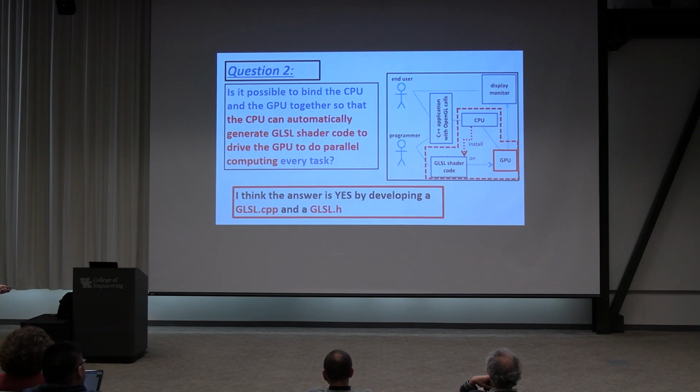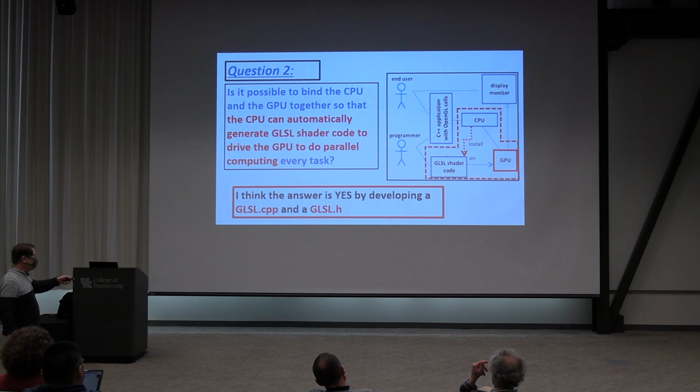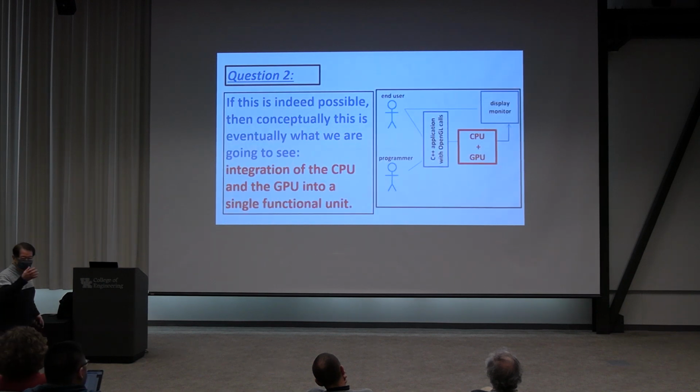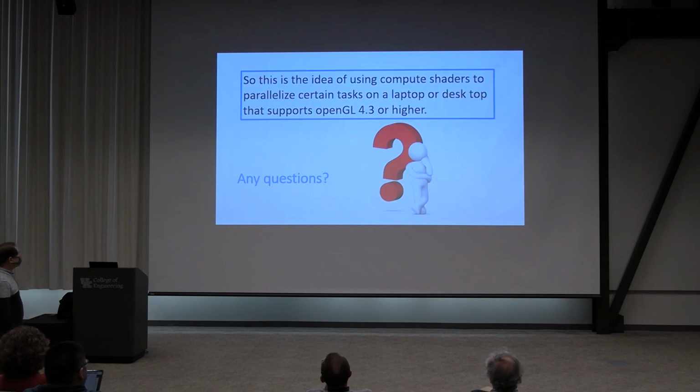If we can develop a GLSL CPP library and GLSL header file for us to automatically do the translation, once this and this are included in your C++ program. Okay? So this is the second question for me and also for you. This is the idea of using compute shaders to parallelize certain tasks on a laptop or desktop that supports OpenGL 4.3 or up.